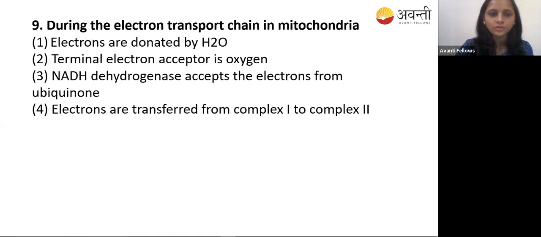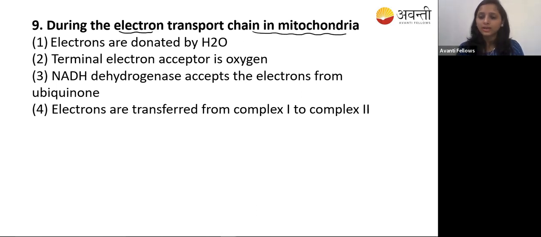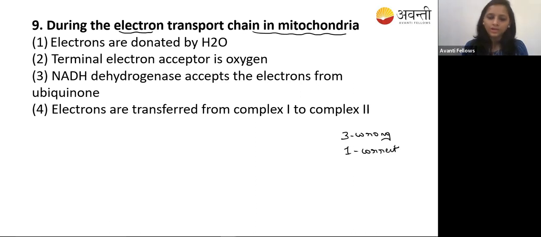Then coming to the next question. This is the ninth question. During the electron transport chain in the mitochondria, what will happen? Whenever you observe the question, see what they are telling: during the electron transport chain in the mitochondria, you have to select the one correct statement. Here they have given 3 wrong statements. So let us search for the one correct statement.